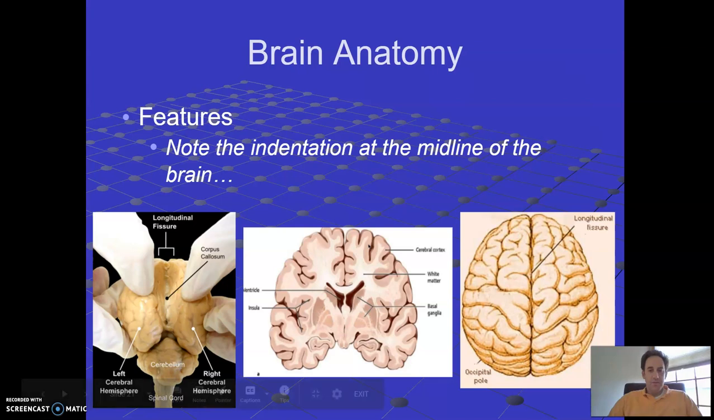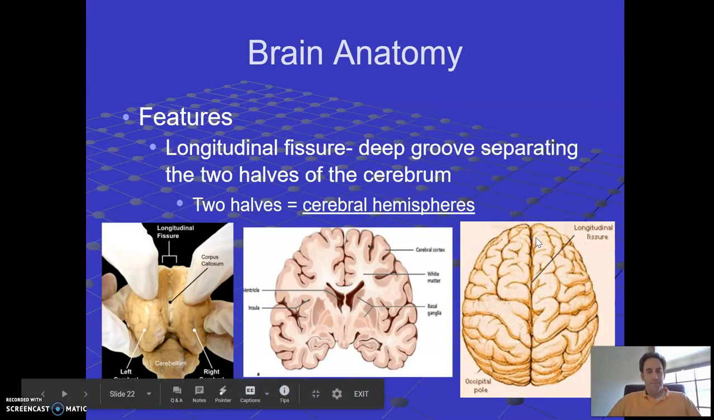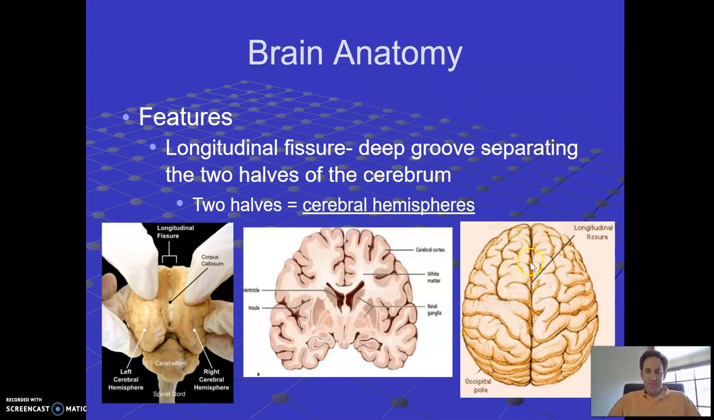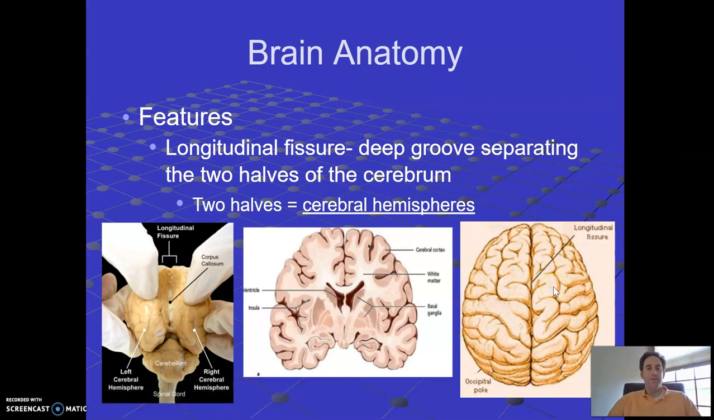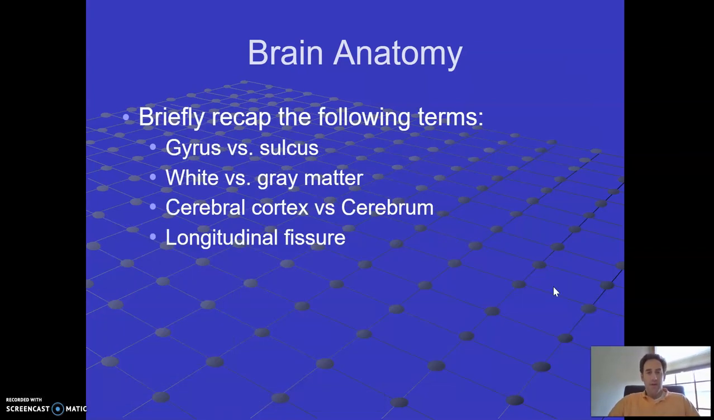You'll also notice, if you look at a brain from the top, that there's this long line down the middle. That line is called the longitudinal fissure. And it sort of separates the left and the right halves of the cerebrum. Each of these two halves are called cerebral hemispheres. So it might be worthwhile to take a moment, now that we've gone through that, to review the difference between the gyrus and the sulcus, the white versus the gray matter, the cerebral cortex versus the cerebrum as a whole, and then you don't have to contrast the longitudinal fissure with anything, but just what is it. So take a moment, make sure you got those.